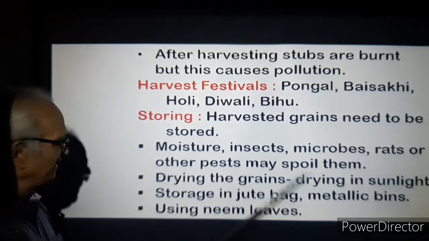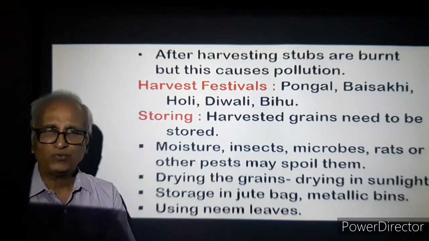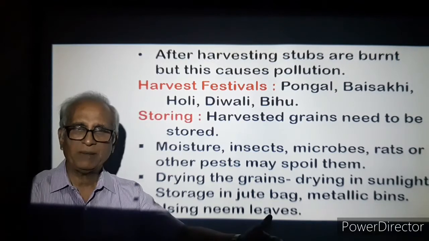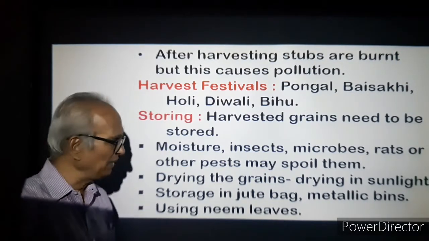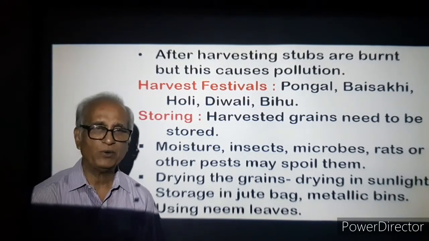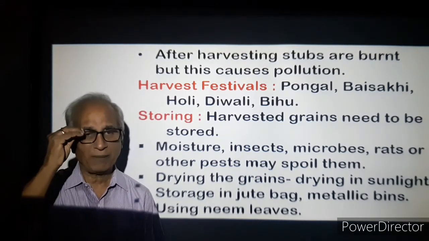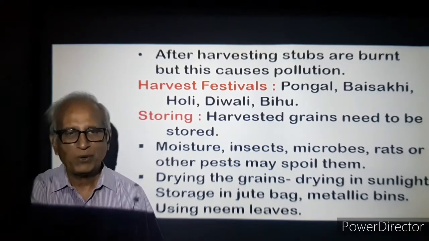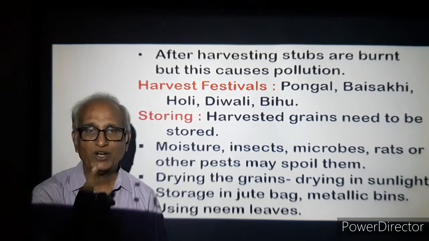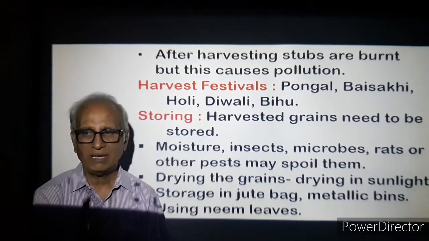Next, after drying in sunlight, storage in jute bags. From jute fibers we make the bag, you call it a jute bag. Metallic bins: you put them in metallic bins and properly close and keep them, another way of preserving them. Using neem leaves, in villages people do this. When they put rice in a metallic bin and keep it closed, they don't just keep it like that. They put a few neem leaves inside. What happens? The microbes will not be able to infect the grains, because neem keeps them away.